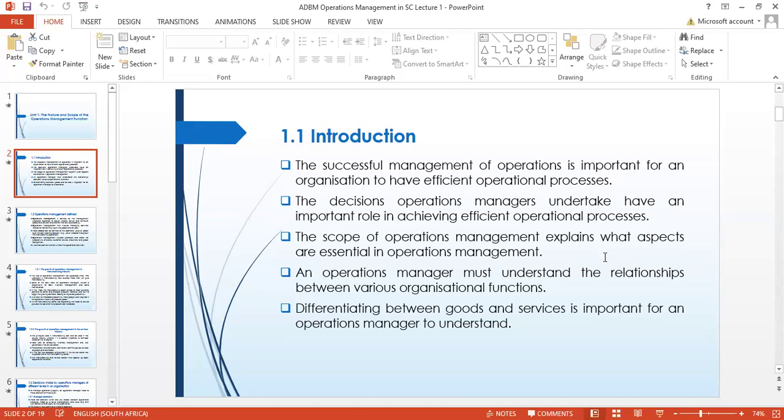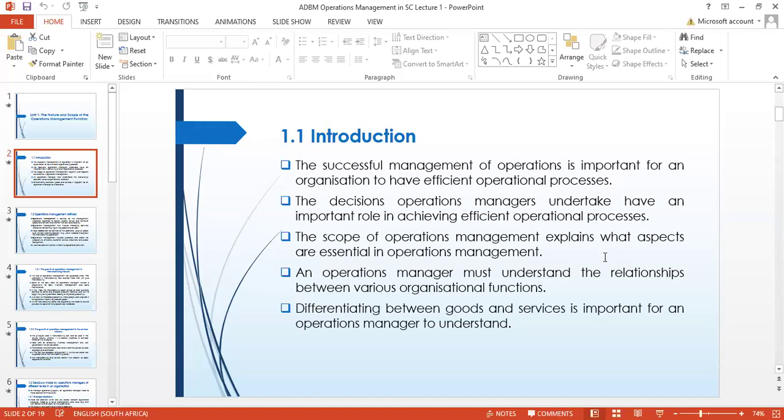So if you're an operations manager, you need to understand how these are related. We also look at the relationship amongst the various organizational functions. And it is also very important for an operations manager to understand the differences between goods and services, or you can say the differences between products and services.